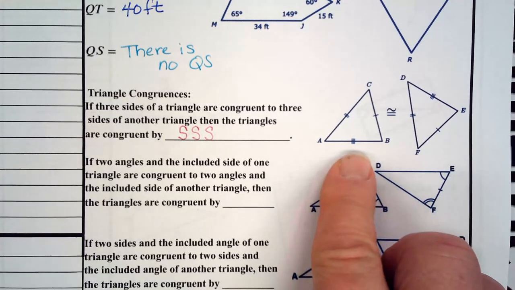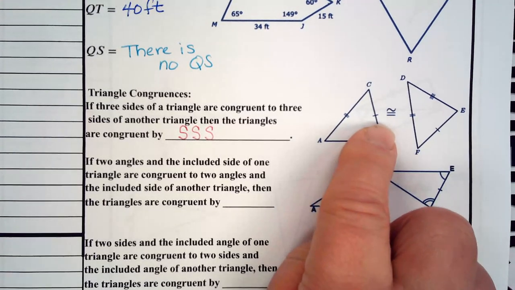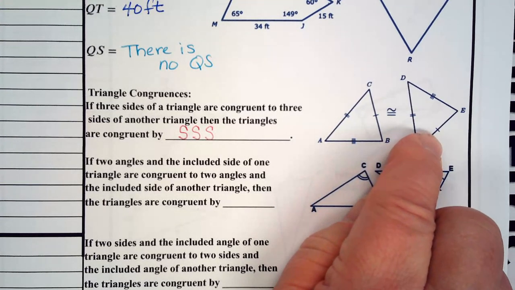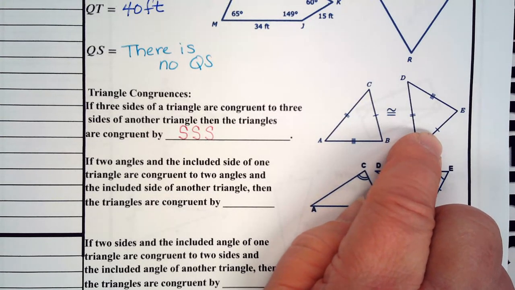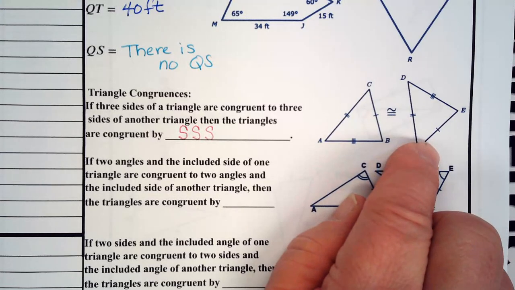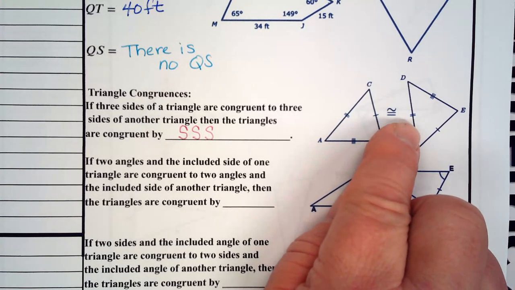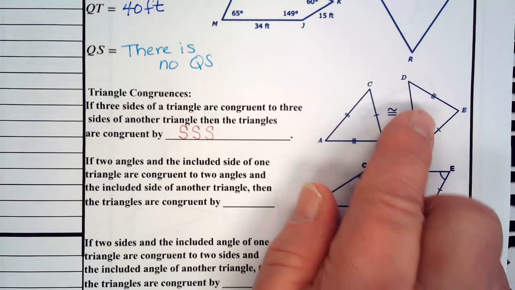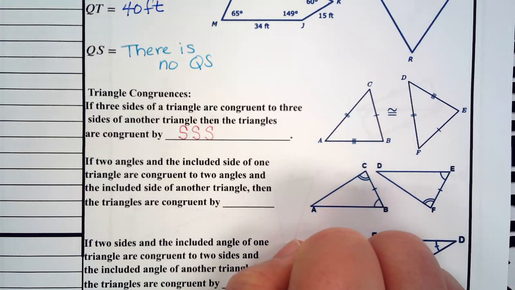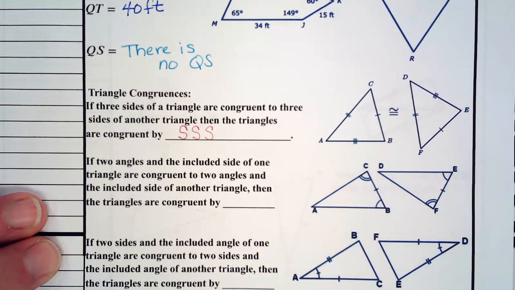If you notice, these are called tick marks. This one has tick marks, which means this one with tick mark is the same length. 1 tick mark, 1 tick mark. Those are the same length. 2 tick marks, 2 tick marks. Those are the same length. 3 and 3. So you look at the number of tick marks to tell you if they're congruent or not.